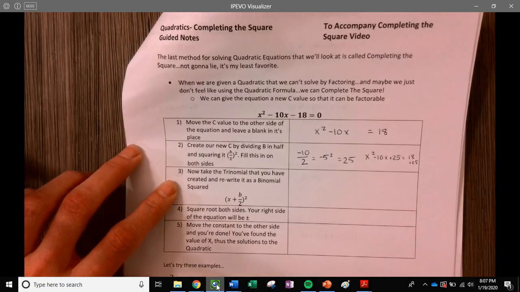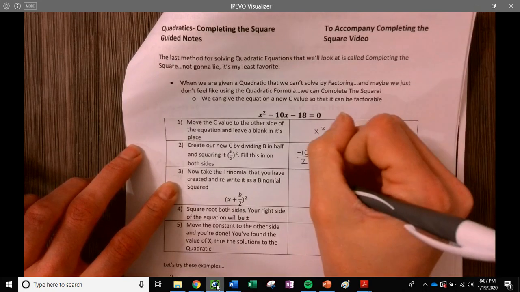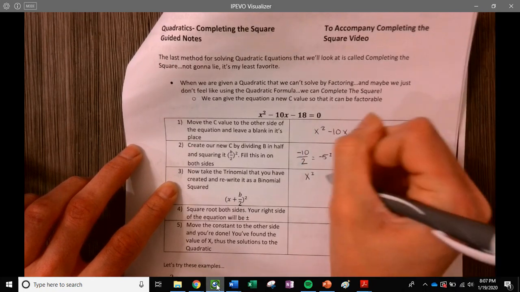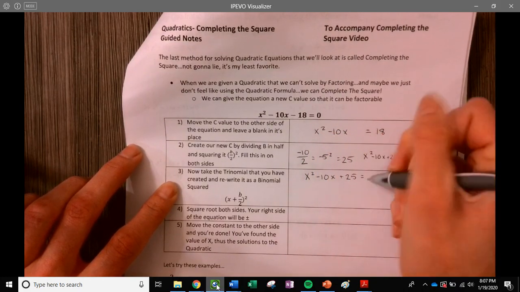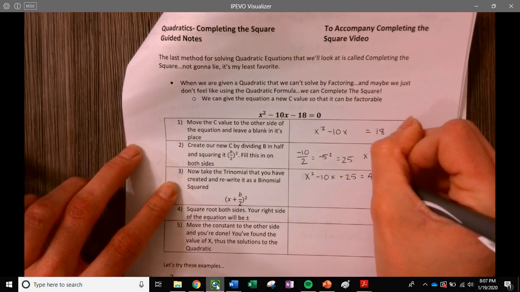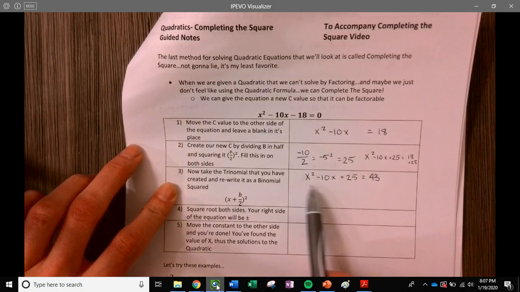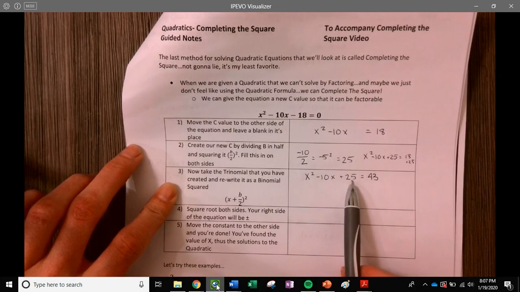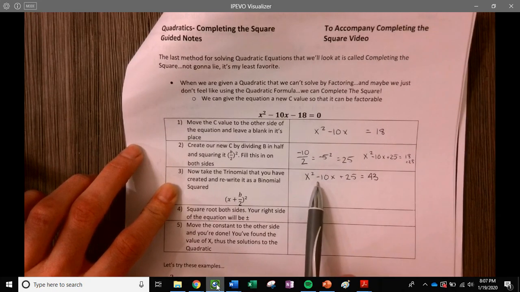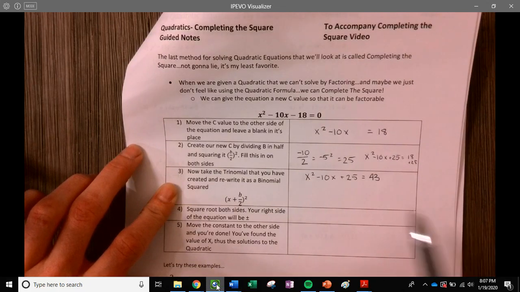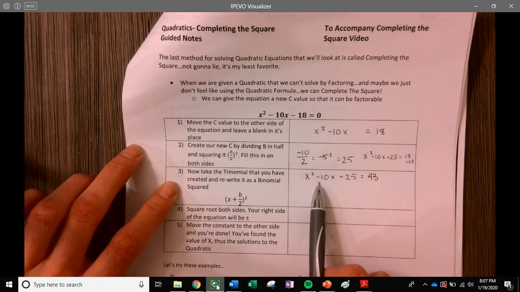Okay, and what's 18 plus 25? 43. All right, so I'm going to rewrite that just so it's a little bit neater. x squared minus 10x, those things don't change, plus 25 equals 43. Okay, now here comes my factoring part. I can factor this, right? What multiplies to 25 and adds to negative 10? It's negative 5, right? Negative 5 times negative 5 is 25. Negative 5 plus negative 5 is negative 10.